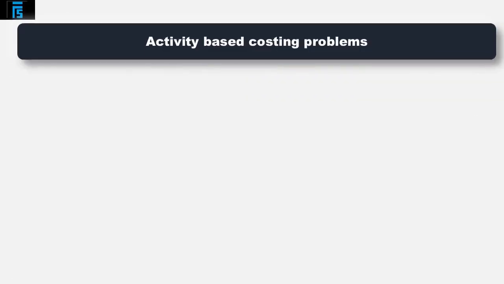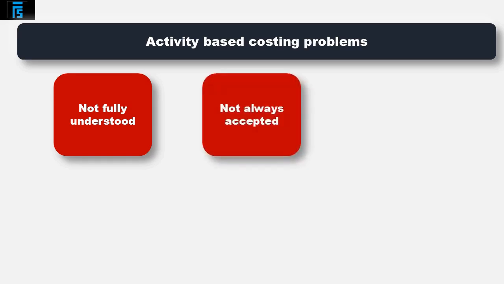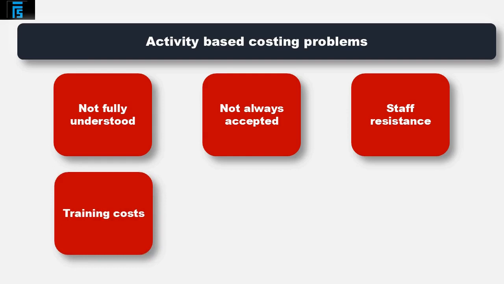Despite its perceived superiority, problems can arise when implementing an activity-based costing system. Activity-based costing is a more complex costing system. It may not be fully understood by many managers, and therefore not fully accepted as a means of cost control. Staff within an organization may be resistant to such change. At a minimum, activity-based costing training would be required, which would represent a cost to the company.